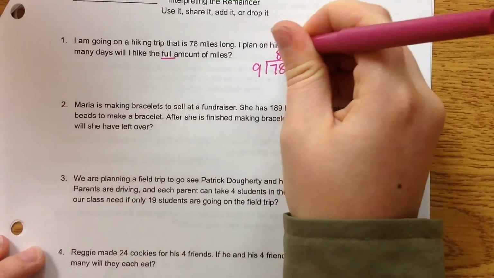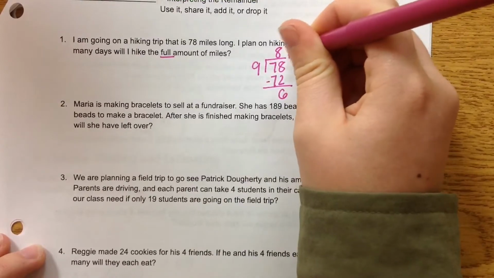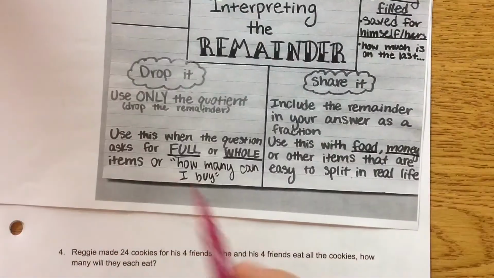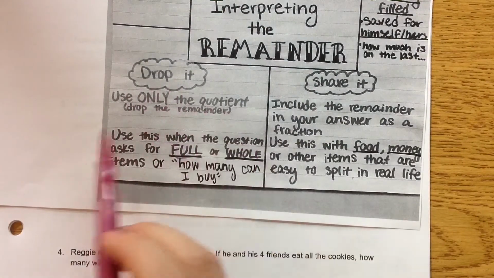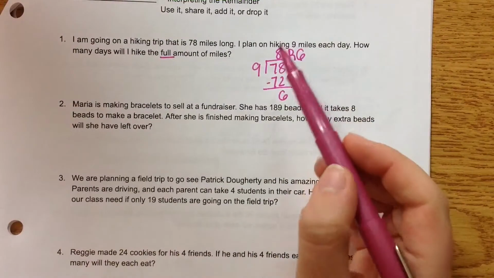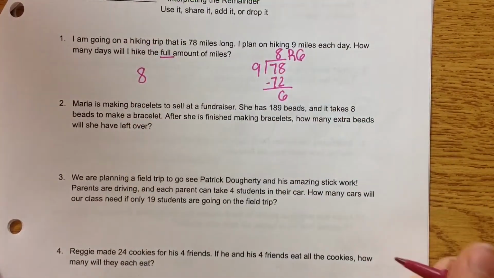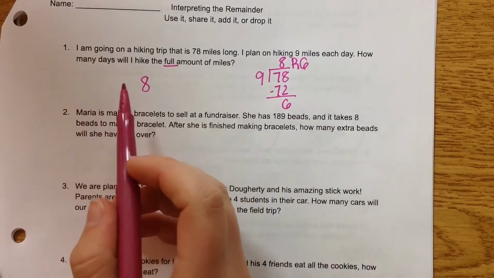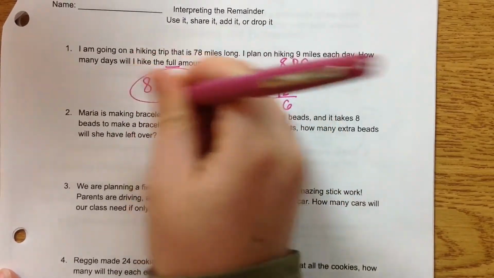I know that 8 times 9 is 72. I subtract and I get 6. I have 8 remainder 6. Alright, and it says for drop it problems, we use only the quotient. We drop the remainder. So this is our quotient right here. We're going to drop the remainder. So our answer is 8. 8 what? Well, let's look back at what the problem asked. How many days? So 8 days we will hike the full amount.